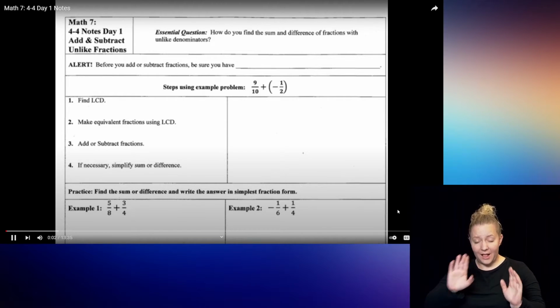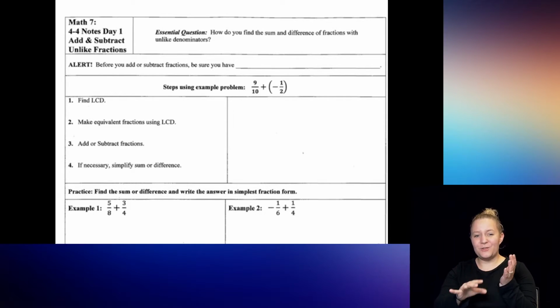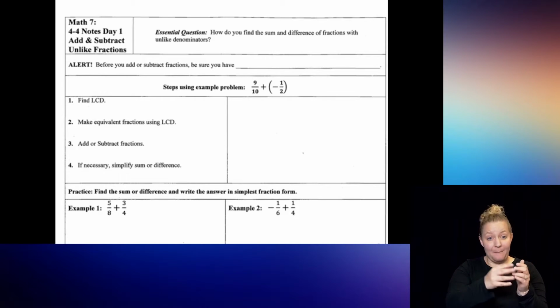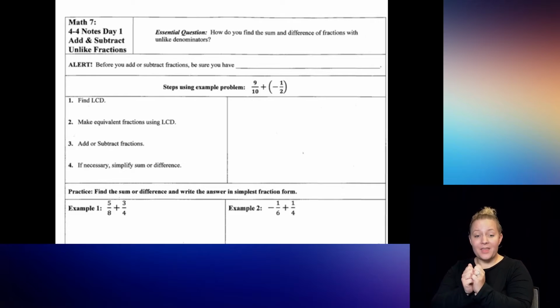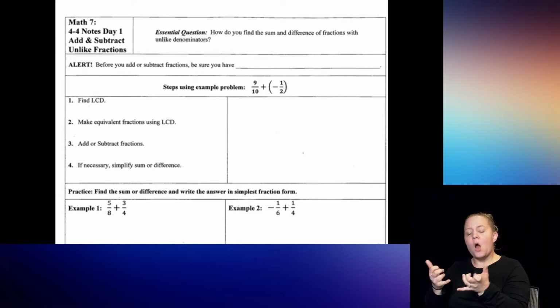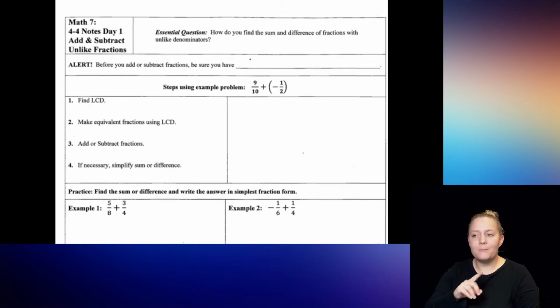Hello, Math 7 students. Today we're going to get started with how to find the sum and difference of fractions with unlike denominators. So in 4.3 you did like denominators, and now we're going to look at unlike denominators. So alert, before you add or subtract fractions, be sure you always have, and I know you've heard this multiple times, you must have common denominators.